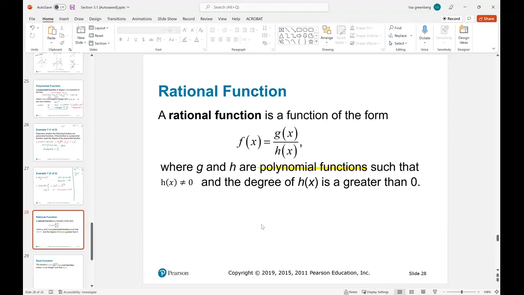Okay, so h of x cannot be equal to 0. The denominator can't be 0. And the degree of the denominator is greater than 0. Well, why do we have to add that the degree has to be greater than 0?